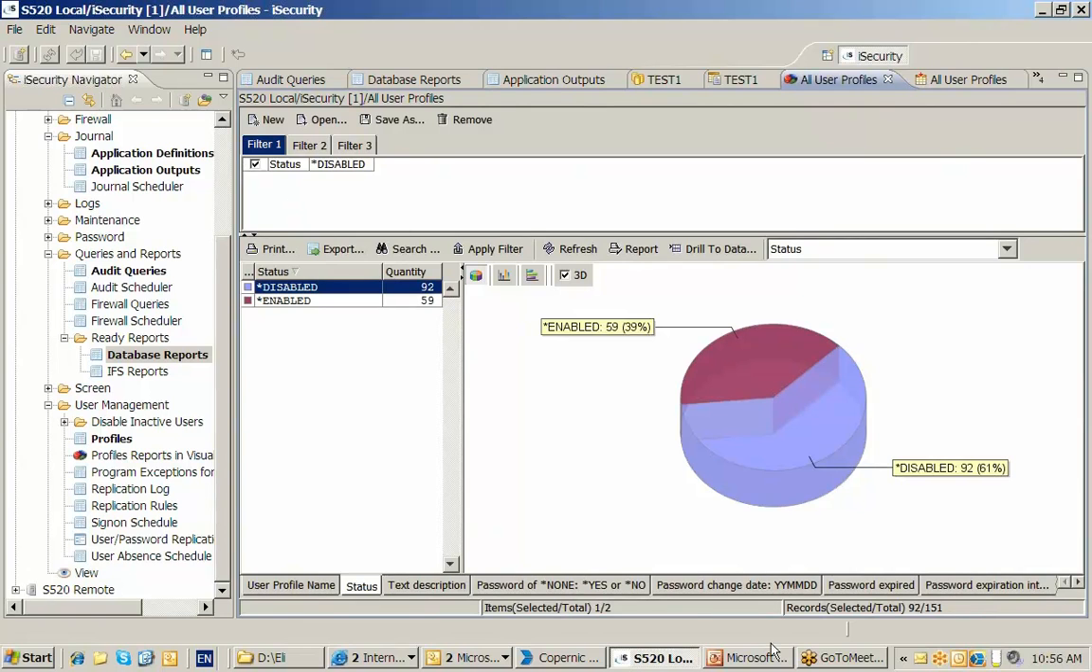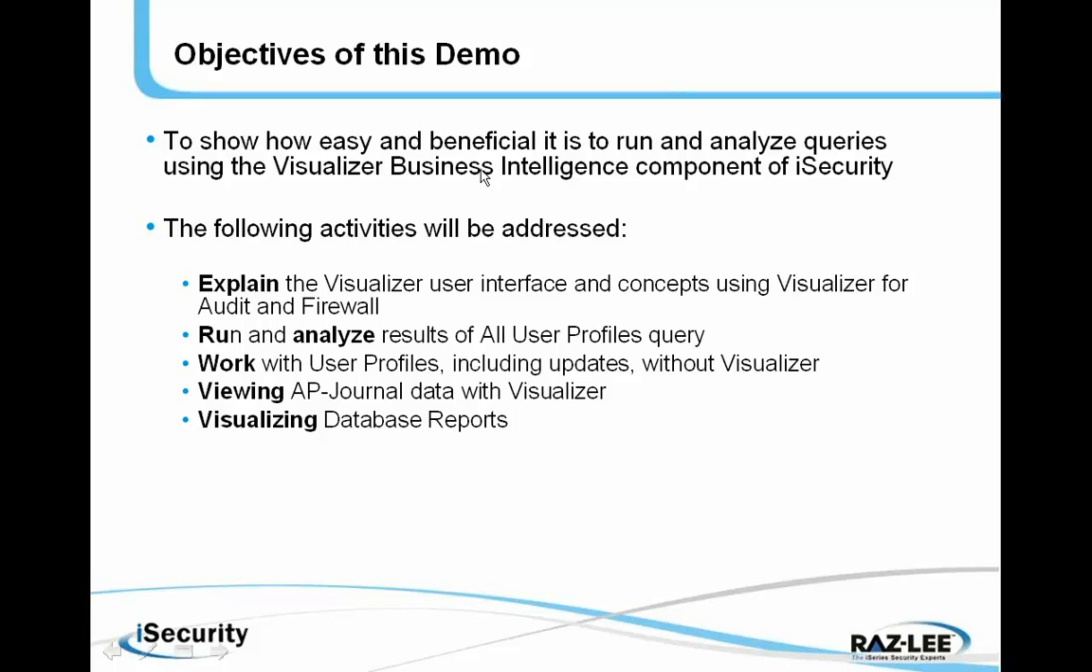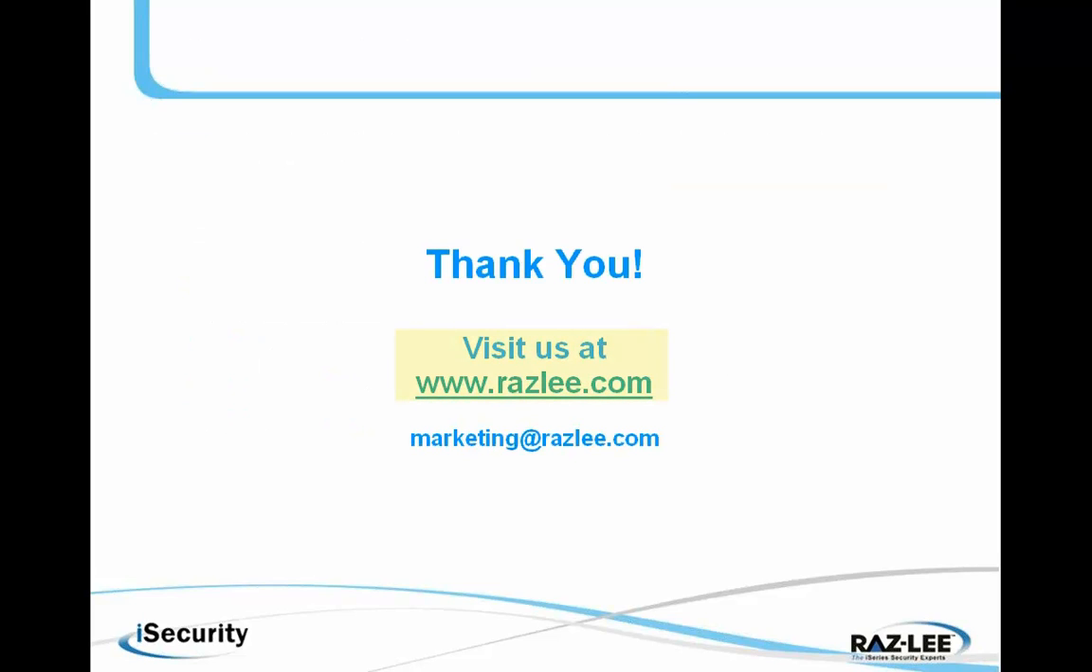Okay, so to sum up again, we've seen how easy and beneficial it is to run with Visualizer. We've seen how Visualizer has been expanded and now supports not only audit and firewall, but also the output of all queries, including user profile queries in particular. We can use Visualizer with AP Journal, with database reports, and we believe that the use of Visualizer will assist you in selling iSecurity, giving benefit to your customers.